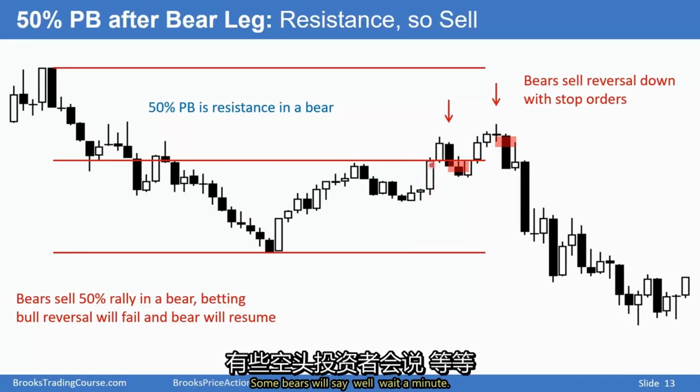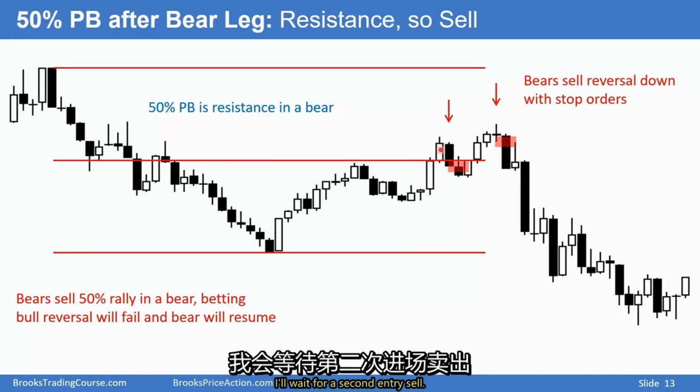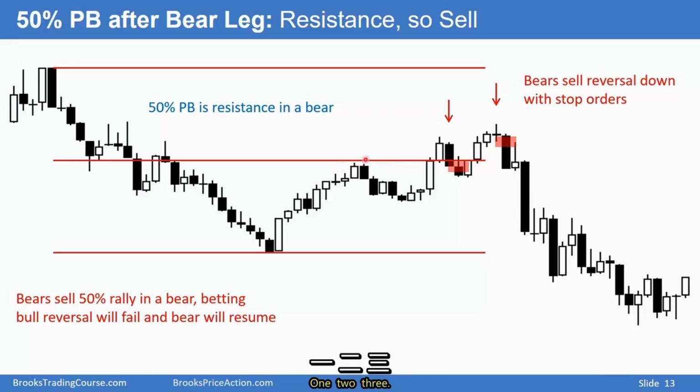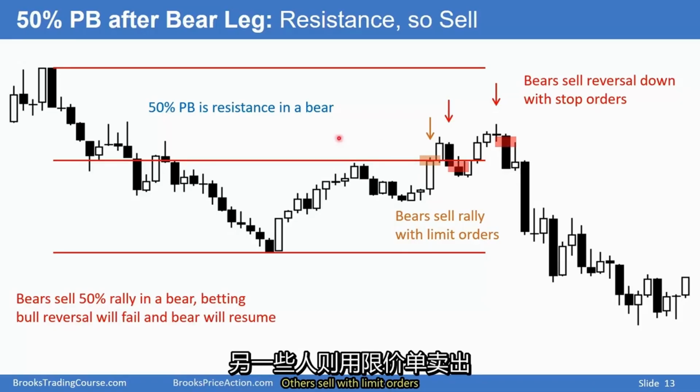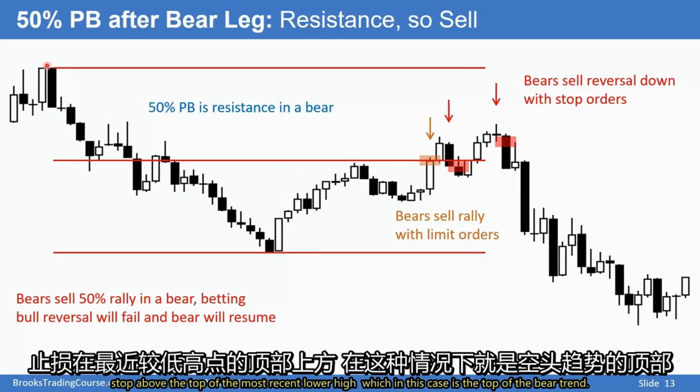Some bears will say, well, wait a minute, these are two good bull bars, I'll wait for a second entry sell. And then they'll take it here. It's also a wedge. 1, 2, 3. Some bears sell with stop orders on reversals down. Others sell with limit orders, with a stop above the top of the most recent lower high, which in this case is the top of the bear trend.